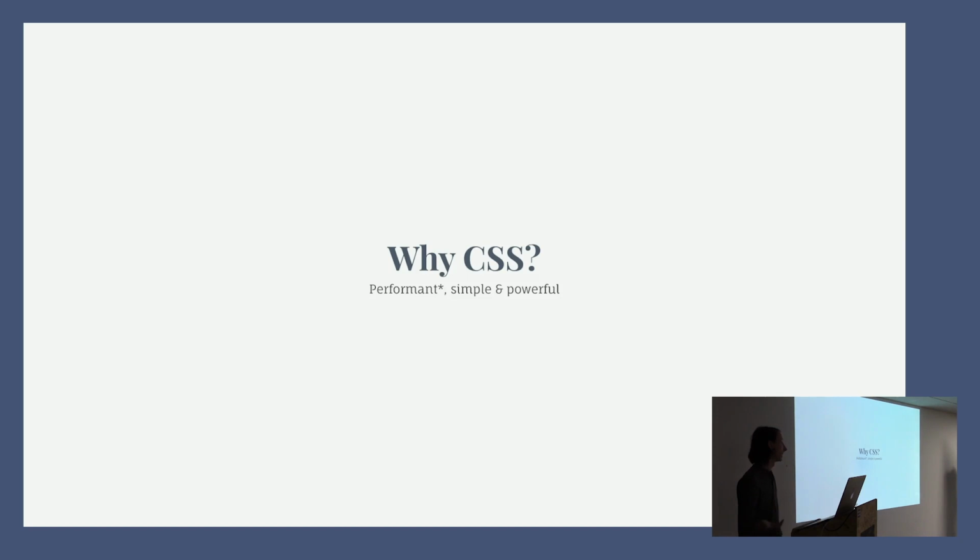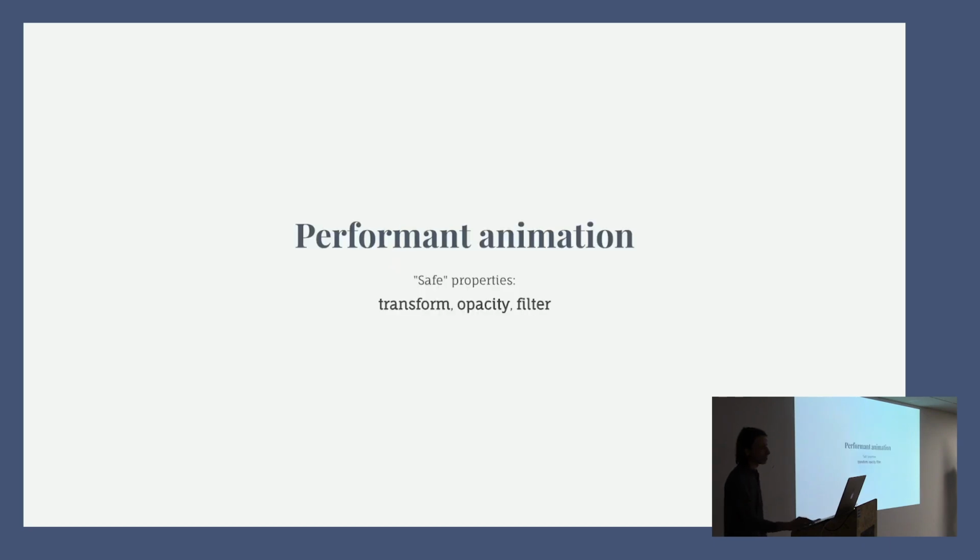Okay, so why CSS over JavaScript or SMIL or any of the other animation properties or libraries? Well, CSS is performant, simple, and powerful. The simple and powerful bit we'll come on to when we get into some examples, but performant, you can see there, has an asterisk. That's because performant animation is really only able to be done on 3 properties, and they are transform, opacity, and filter. It might seem quite limiting, but those are actually quite broad features that we can do quite a lot with.